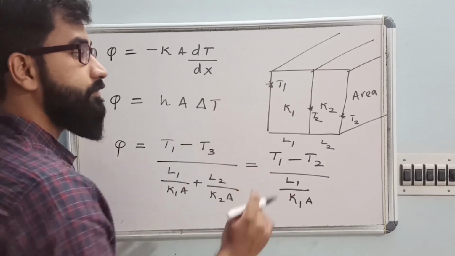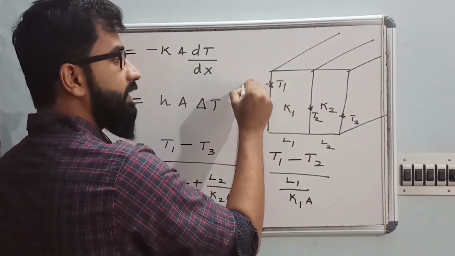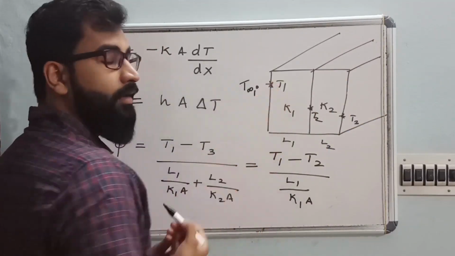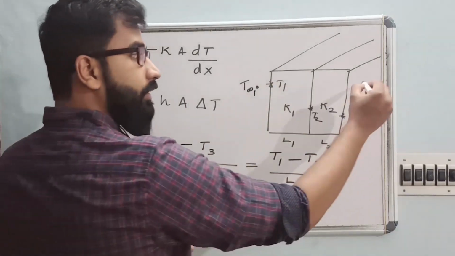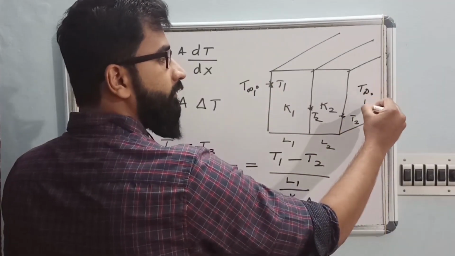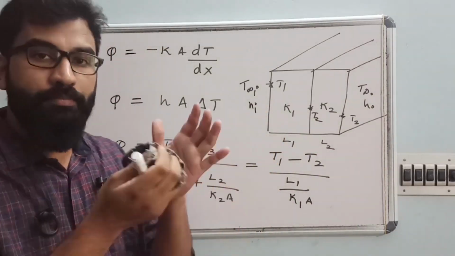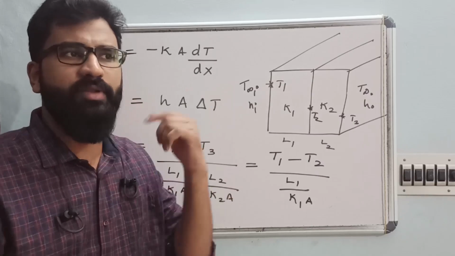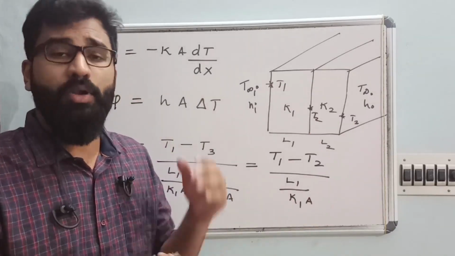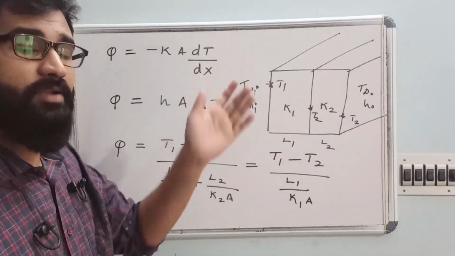Right. Then what is the next case we are considering? We are saying here outside we are having a hot fluid. Here you are having a cold fluid, with heat transfer coefficients H0 and Hi. For example, in this room, right? In this room we are having hot air, for example, or outside it is summer, so outside we are having what?